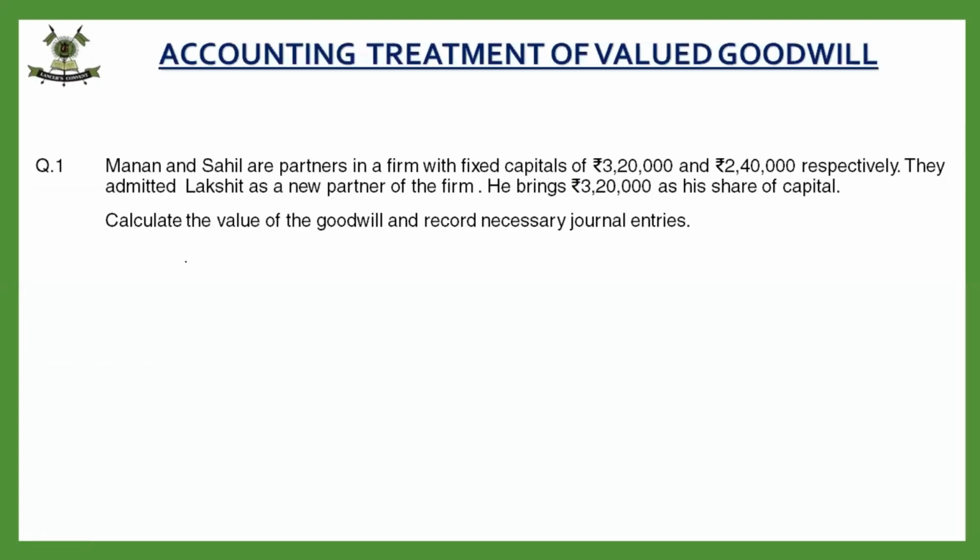Yes, see this question. This is a question that you have to try and send me the answer. Manan and Sahil are partners in a firm with fixed capital. They admitted Lakshit as a new partner of the firm. He brings 3,20,000 as his share of capital. Calculate the goodwill and record the necessary journal entry. Send me the answer and we'll discuss it in the next class, children.